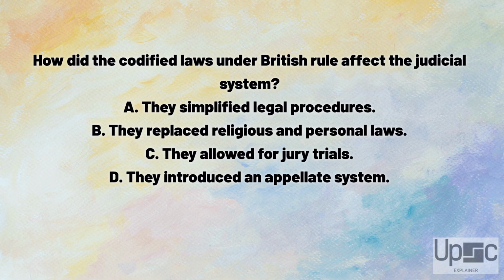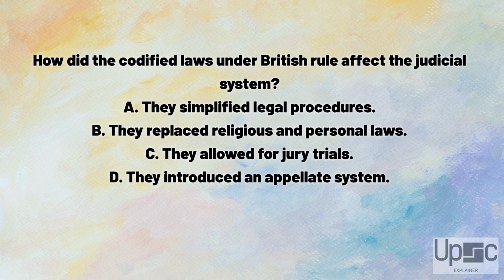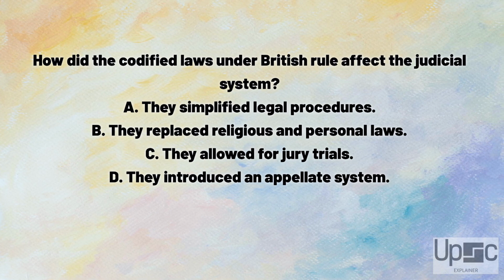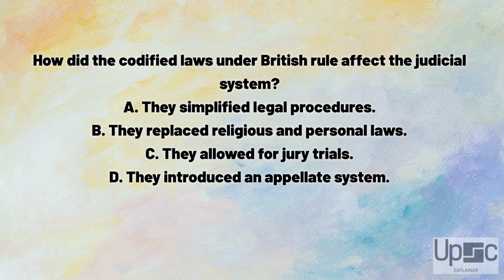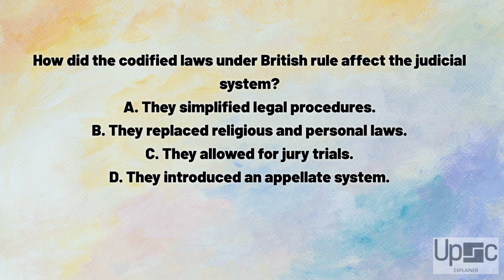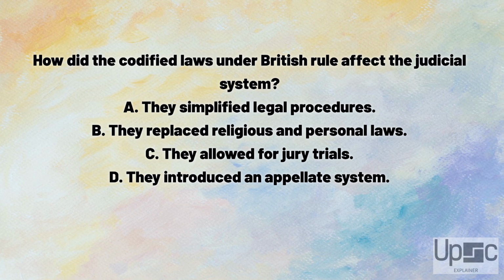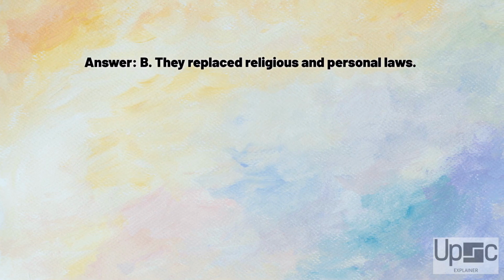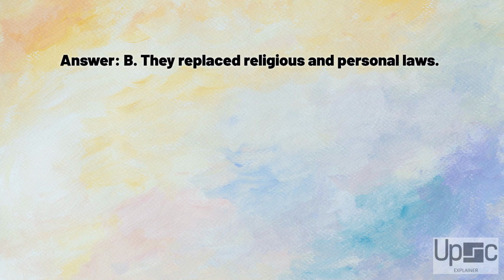How did the codified laws under British rule affect the judicial system? A. They simplified legal procedures. B. They replaced religious and personal laws. C. They allowed for jury trials. D. They introduced an appellate system. Answer. B. They replaced religious and personal laws.